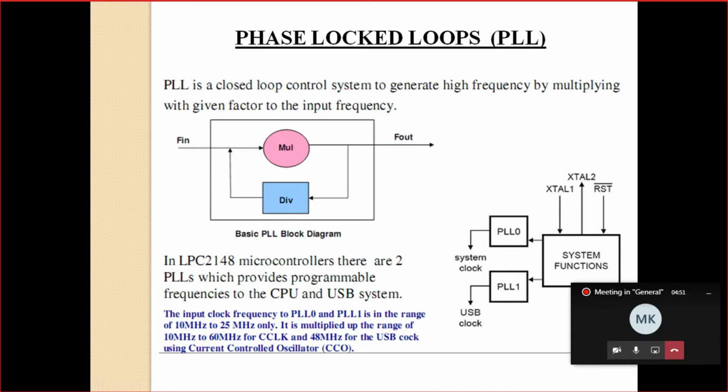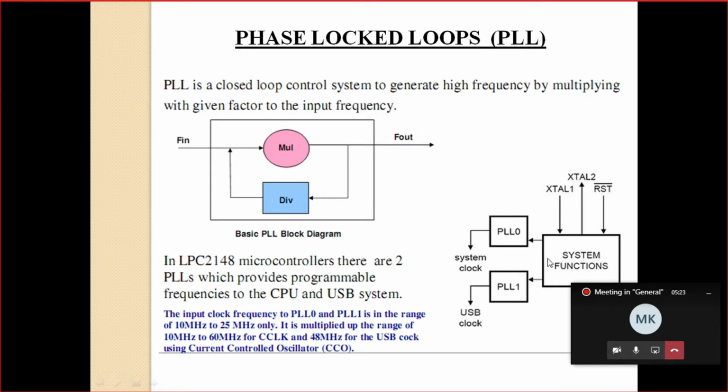So PLL, you have already seen this block diagram. Here you have the system functions block in LPC2148. It is connected to two PLLs, PLL0 and PLL1. PLL0 is used for generating the system clock, that is the clock for the CPU as well as other peripherals. But PLL1 is dedicated for generating the USB clock.